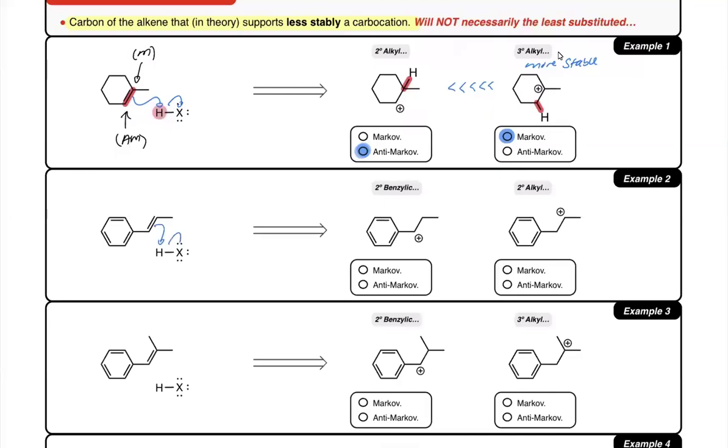Looking at the next example, I'm going to electrophilically add my proton. I'm considering the formation of a secondary benzylic carbocation versus a secondary alkyl. The more stable carbocation is the secondary benzylic carbocation. That's because this carbocation position is stabilized via resonance. It's delocalizable, whereas the secondary alkyl carbocation is not stabilized via resonance. Therefore, the secondary benzylic is the Markovnikov carbon, and the secondary alkyl is the anti-Markovnikov carbon. So we have Markovnikov and anti-Markovnikov.